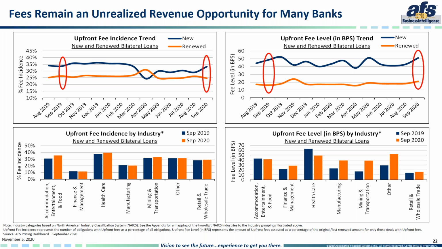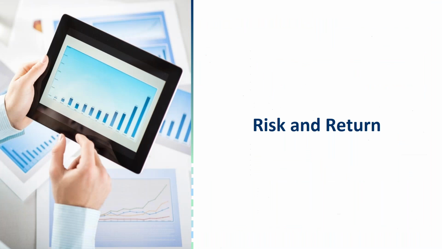When looking at fees by industry, we can see that fee incidence in the lower left-hand chart is consistent with those seen a year ago, while fee level in the lower right-hand chart showed a large increase for mining and transportation, while healthcare showed the largest decline. With that, I'm going to turn the presentation over to Jeremy Charleston, who will discuss risk and return dynamics.